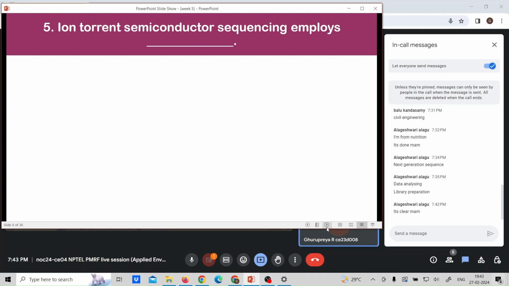Yeah, but this question, you can answer. Ion Torrent semiconductor sequencing employs basically the principle. You can just tell one word or two, three words, whatever. You can answer this question even in a word. If you have gone through the lecture videos carefully, this was discussed in the lecture videos also, the Ion Torrent sequencing. There was a key difference that was told between Ion Torrent sequencing and the other sequencing methods that we have seen so far.